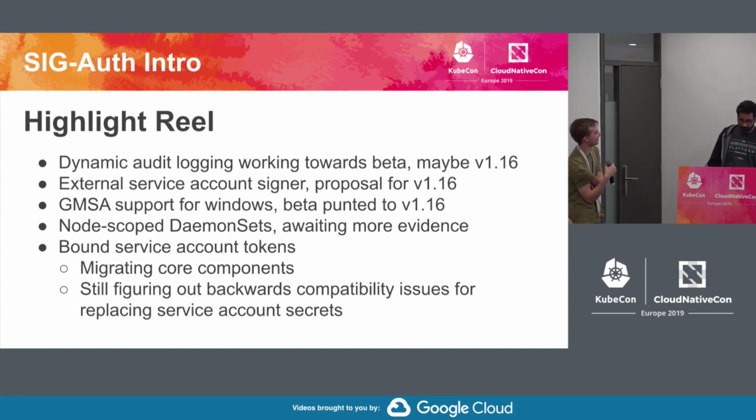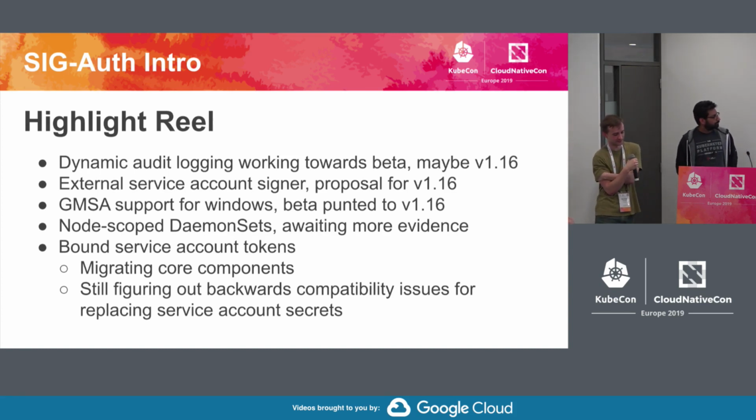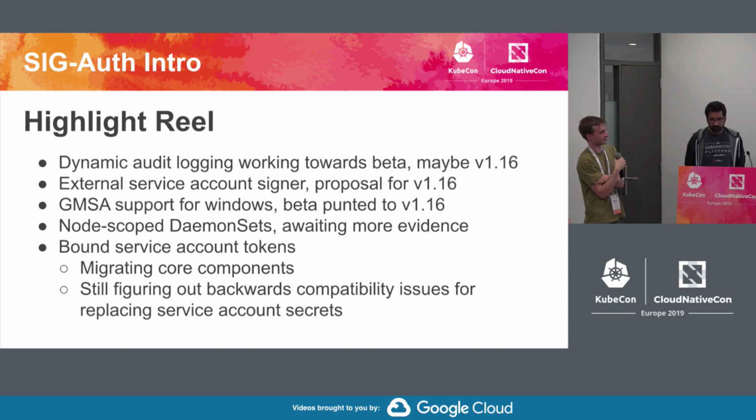External service account signer. This is a feature of the API server where the proposal is the API server will be able to reach out to a gRPC service listening on a Unix domain socket in order to sign service account tokens, and also to retrieve a set of public keys to verify service account tokens against. The idea here is that in the past, in order to rotate the service account signing key, it would require restarting the API server.